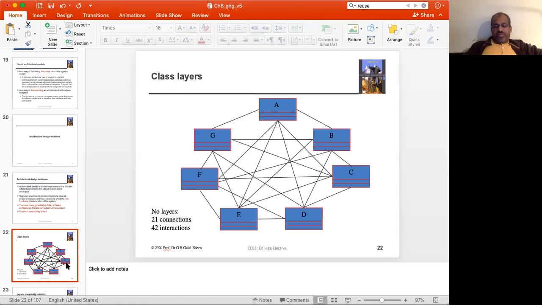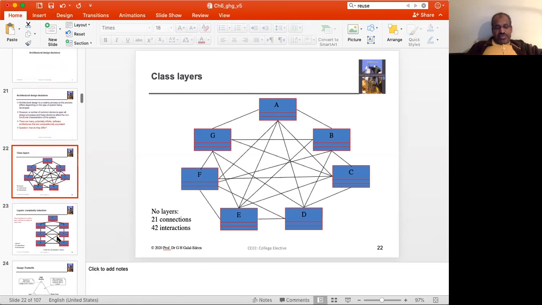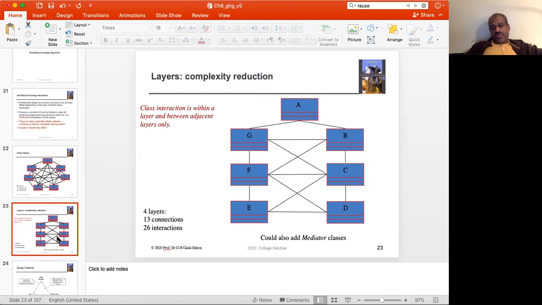If you need to effect a modification or maintenance task, it can be literally a nightmare, and you only have like 7 modules here because you've allowed all modules to interact with all other modules. Now compare this to this arrangement.